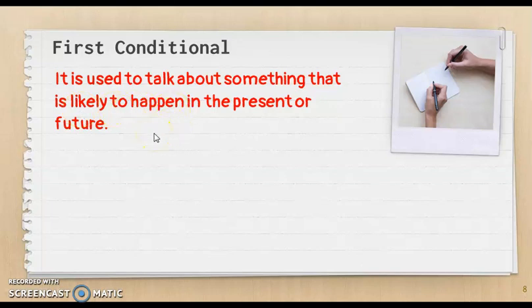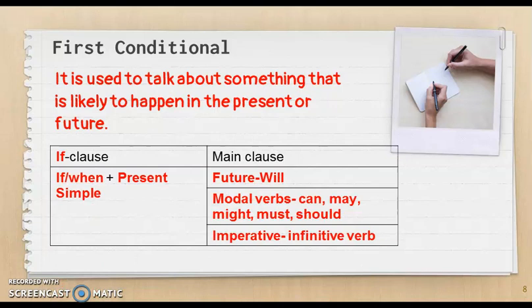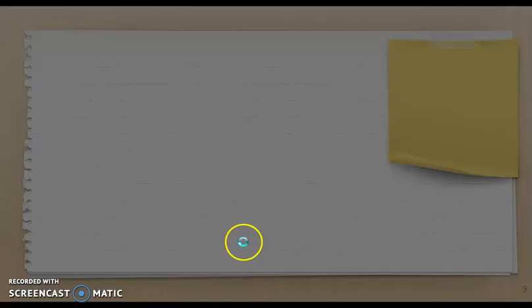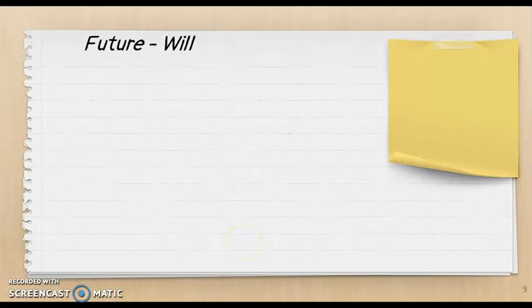Let's take a look at its grammatical structure. In the if clause, it takes on present simple tense. In the main clause, it takes on three types of verb: future verb, will; modal verbs, can, may, might, must, should; imperative, infinitive verb. Infinitive words means the base form. Imperative means give order or instruct. Future will.